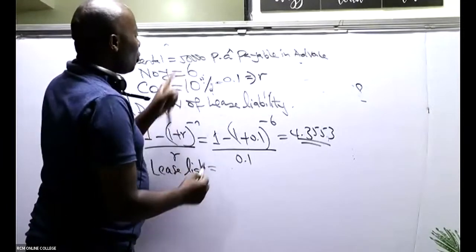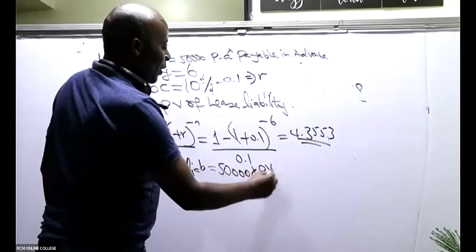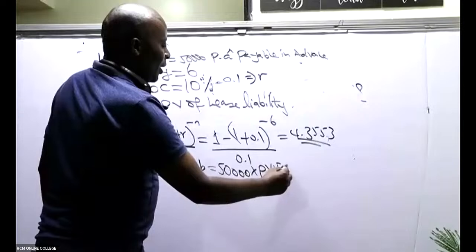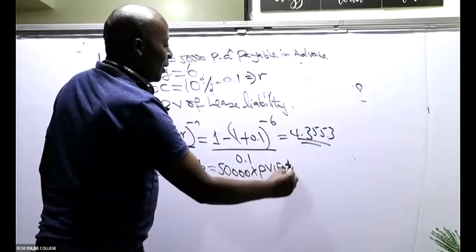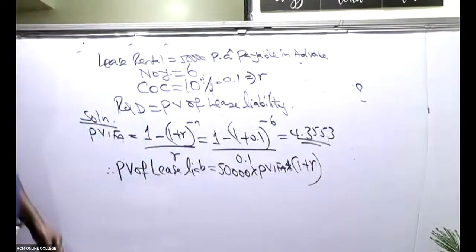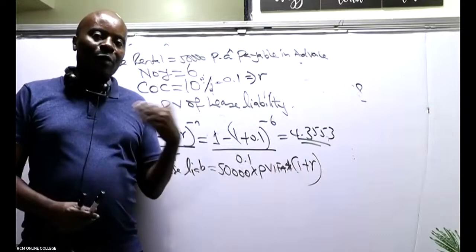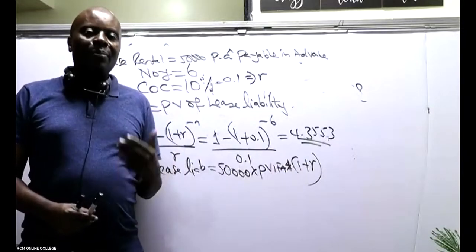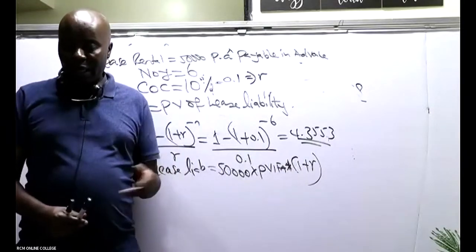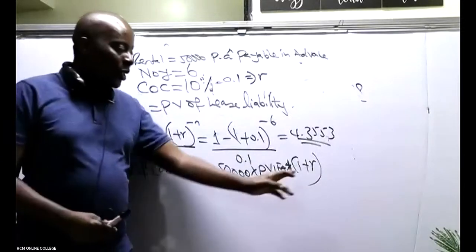And therefore, the present value of my lease liability will be this amount of 50,000, the annuity, times now the PV factor, and because in this case it's being paid in advance, we must include that 1 plus R. This times 1 plus R, we only do it whenever you're told that the cash flow is being paid upfront, in advance. You should always add this 1 plus R.